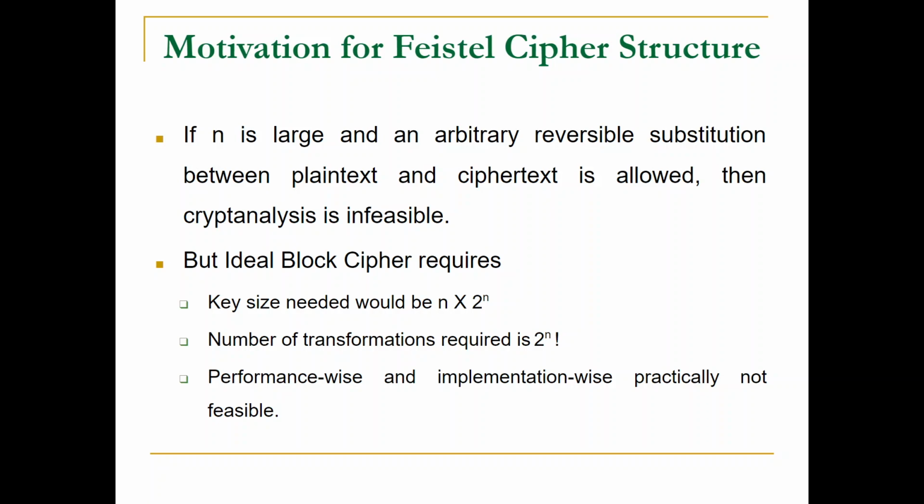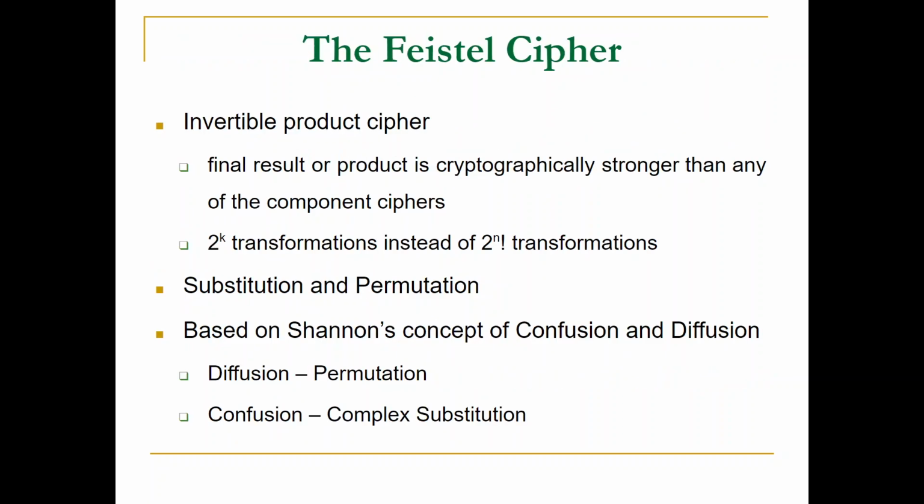But the problem is we need a key size of n times 2^n, and the number of transformations required is 2^n factorial. This ideal block cipher is practically not feasible in terms of performance and also in terms of implementation. So that is the problem with the ideal block cipher. We need a better alternative, a practically feasible one. There comes the Feistel cipher.